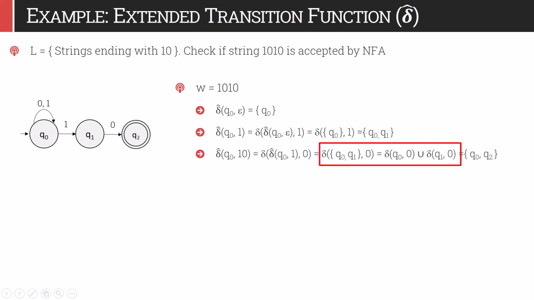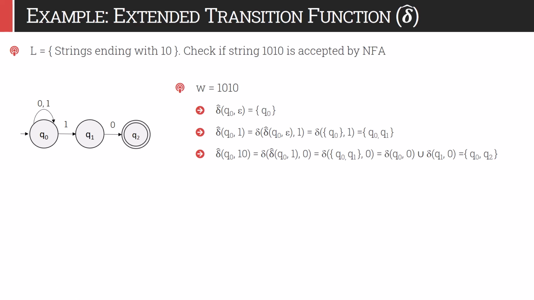If we take the transition on this for input 0, then that will be the union of transitions from Q0 on 0 and Q1 on 0. So that is delta of Q0 comma 0 union delta of Q1 comma 0. From the transition diagram on the left, it will give us Q0, Q2.